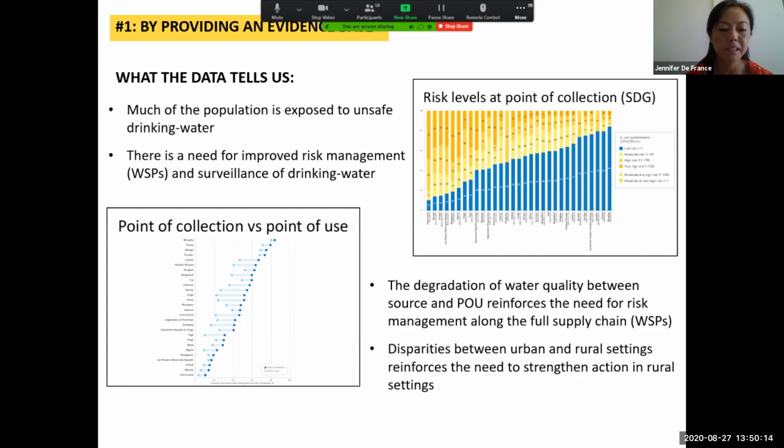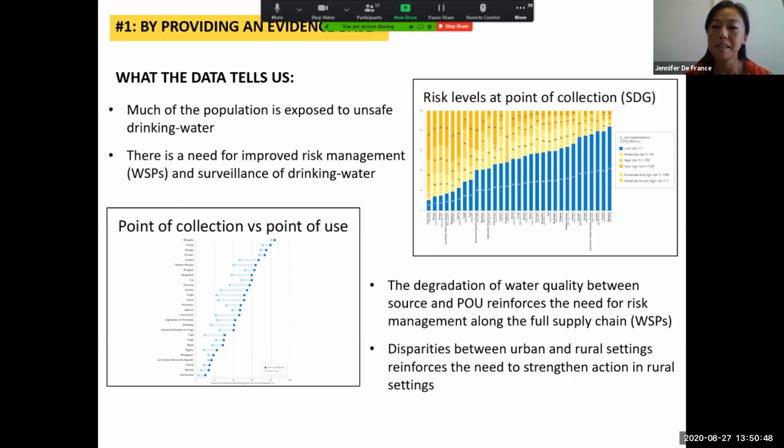So really what we want to talk about is how household surveys complement the implementation of these elements of the framework for safe drinking water. So we already heard about this. There's powerful evidence shown through the household surveys that there's a need to improve water safety planning and surveillance. We saw the data about the risks in water safety for large parts of the population, as well as the decrease in quality from collection to use.